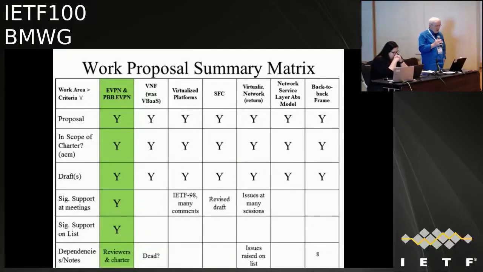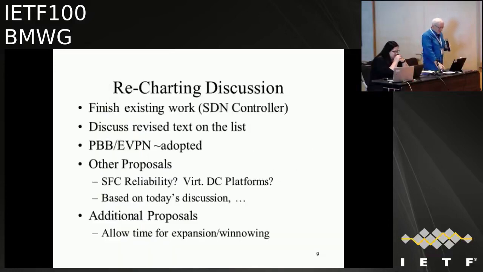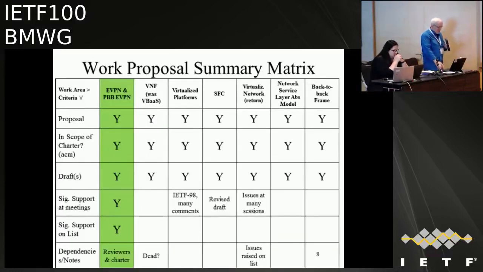I'll mention that we've got the new proposal from Sean Wu, going to talk a little bit later, about the network service abstract model, and then a new proposal from me on back-to-back frame benchmarking. And then this other one on modern firewalls, next generation firewalls. But that came in so late, it didn't end up in the matrix. All right, so that's what we'll get to later with the rechartering discussion. Any questions about the working group status? Okay.